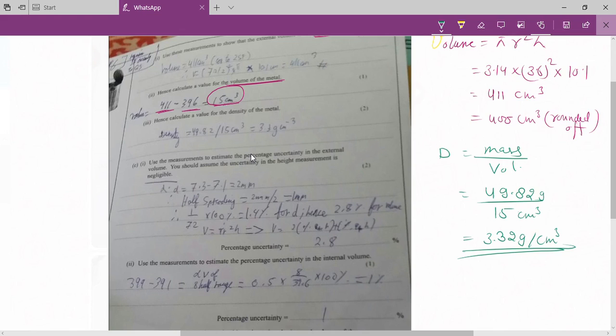Yes, height will also be negligible, because whatever the height of the object is, whether it increases or decreases, it doesn't matter, because height will be constant. Suppose you are carrying a box and you are calculating the external volume, internal volume, and also the volume of material. In that calculation, it is not possible that the height of your box will change. So that's why they are writing here that the uncertainty in the height measurement is negligible.